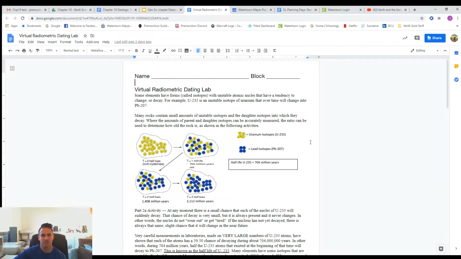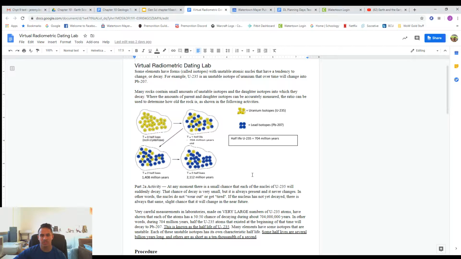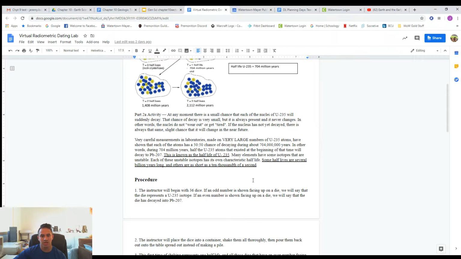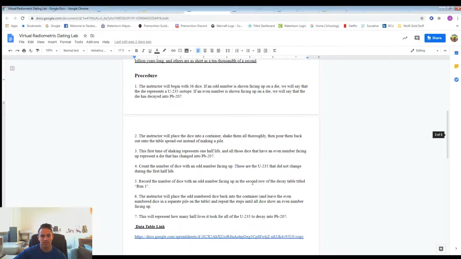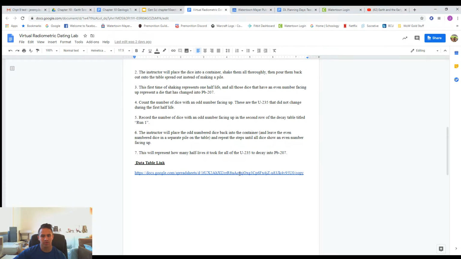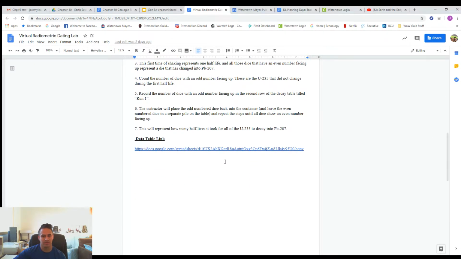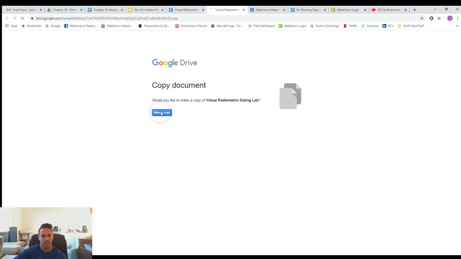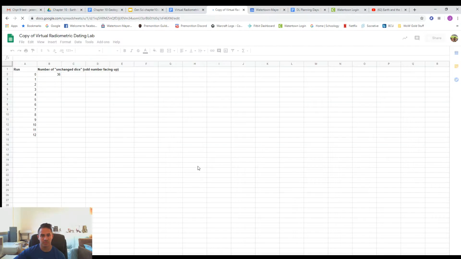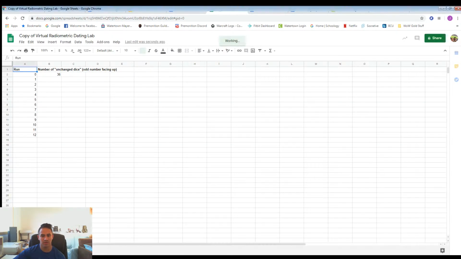This portion of the virtual radiometric dating lab is about the post-lab questions and doing the data. At this point you should have read through all of this stuff, watched the video, and have numbers written down in your data table. I'm going to pull up the data table real quick because I haven't done so yet. We'll make a copy and write in the numbers, which you should already have written down in yours, but if you don't, you can write them down here as well.